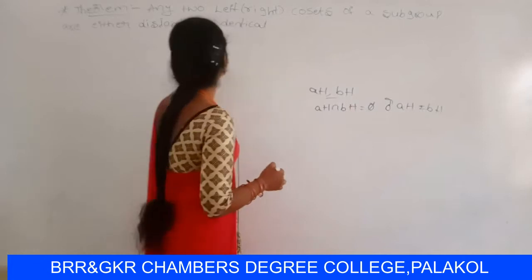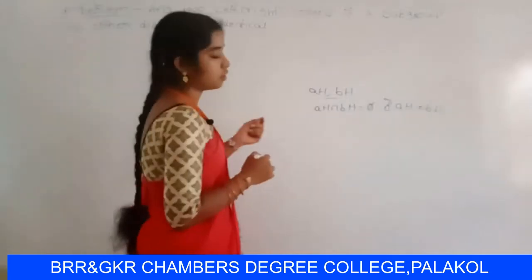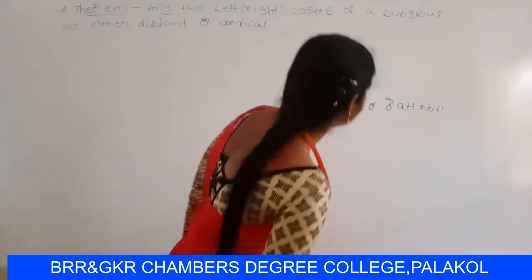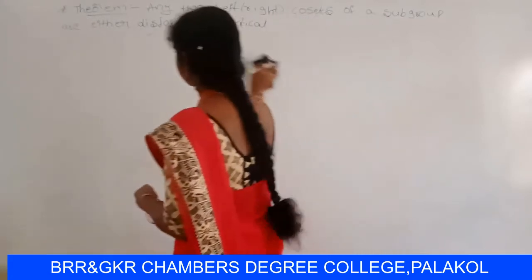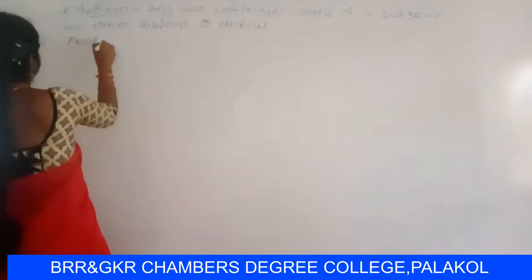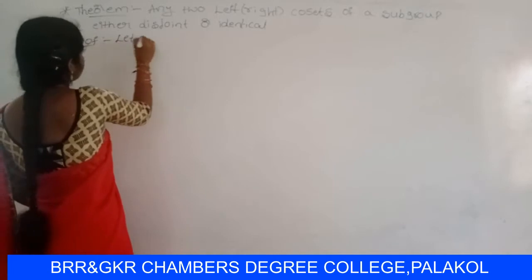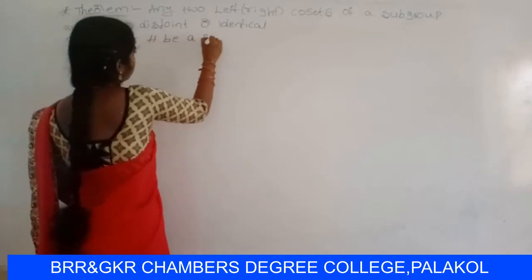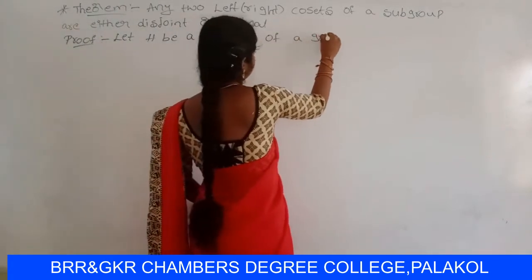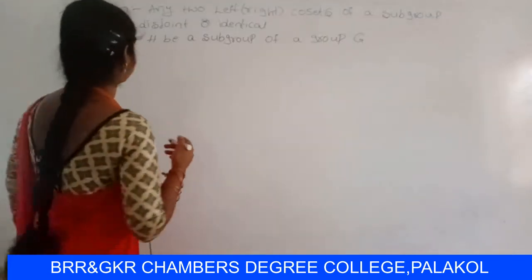So if AH intersection BH equal to phi, it is disjoint, and there is nothing to prove. So we have to prove AH equal to BH. First of all, let us start the proof. So proof. We already know that, let H be a subgroup of a group Z.